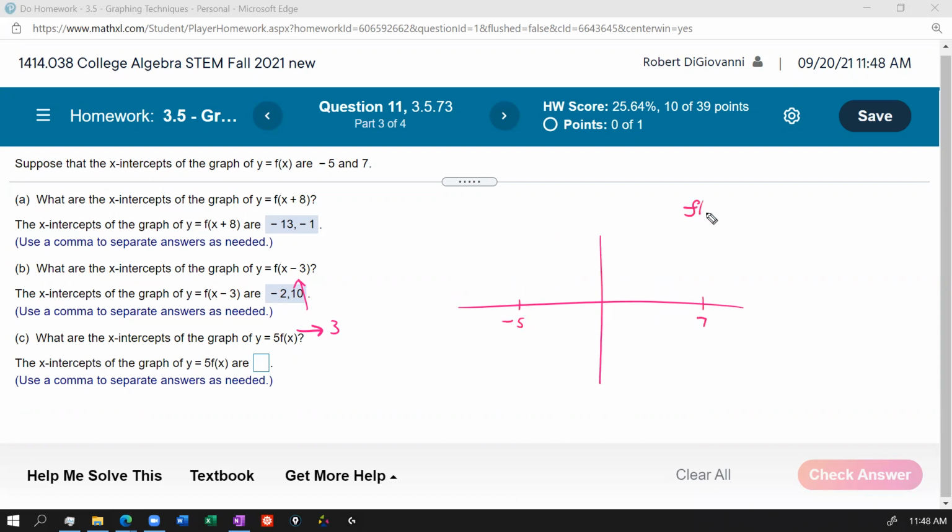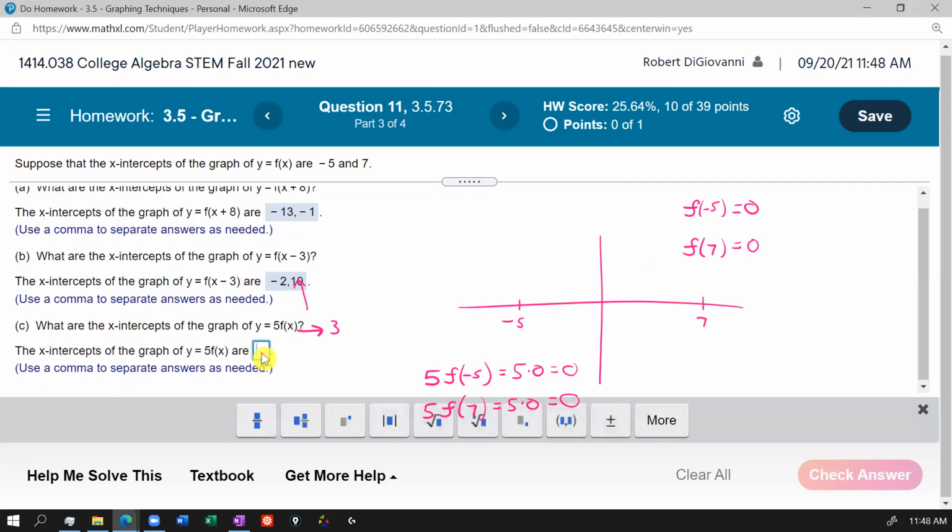That means if we plug negative 5 into the function, we get 0. If we plug 7 into the function, we get 0. So if I then ask, what is 5 times f at one of these points, this is going to be 5 times 0, which is still 0. And if I do 5 times f of the other x-intercept, that's still 5 times 0, which is still 0. So by scaling the function by 5, that does not change the x-intercepts. They still remain the same. They remain negative 5 and 7.